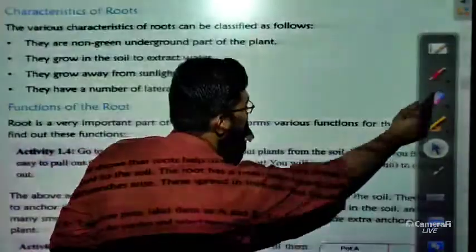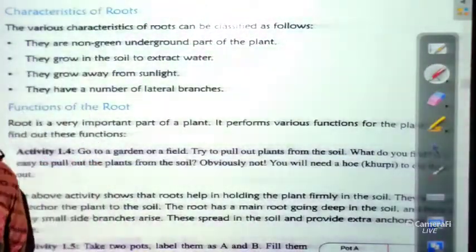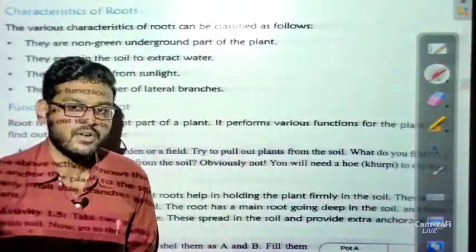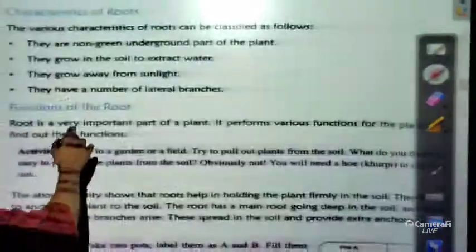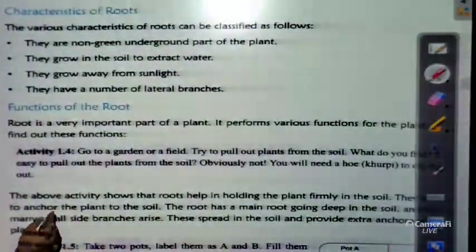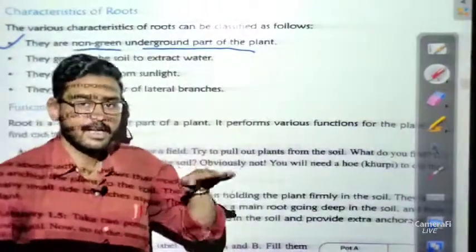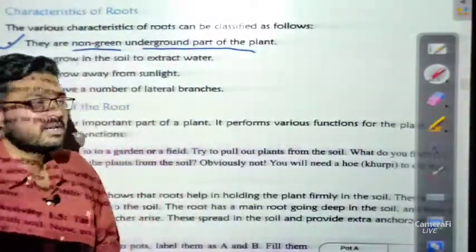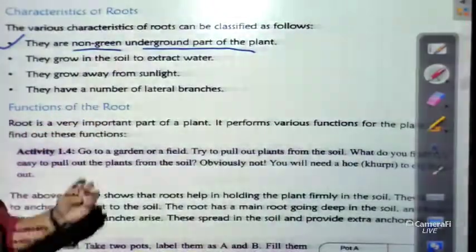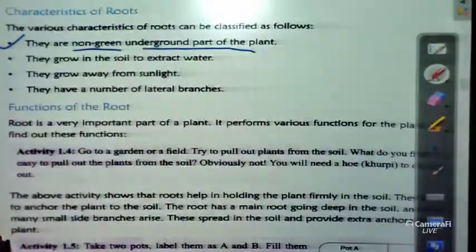What are the characteristics of root? These are very important. Characteristics means that by seeing these terms or points, we can find out that yes, this is our root. So the various characteristics of roots can be classified as follows. First of all, they are a non-green underground part of the plant. Very important. We have already discussed that the root part is the underground part, below the ground. So they are non-green, which means basically they are brownish in color.